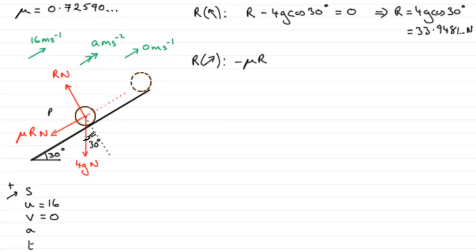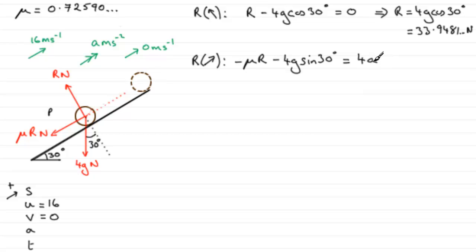Remember, it excludes this angle of 30 degrees and this angle of 90 here, so it's going to be minus 4g sine 30 degrees. Obviously we don't have to consider the R because it's perpendicular to the direction that we're resolving in. So this is our resultant force, and that equals the mass times the acceleration. The mass, remember, was 4 kilograms, so that's going to be 4 times a.